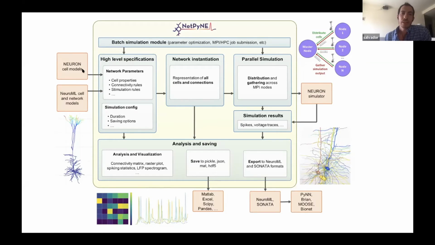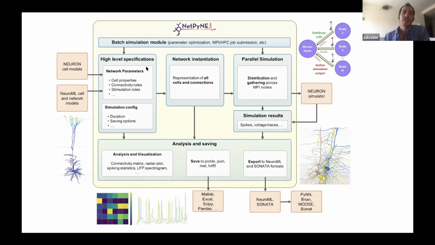Here it's useful that we can import existing neural models, so you don't have to encode them in the NetPyNE language by yourself. You can run a function that imports existing HOC or Python cell models, also from NeuroML. The next steps are things that mostly NetPyNE automates for you.